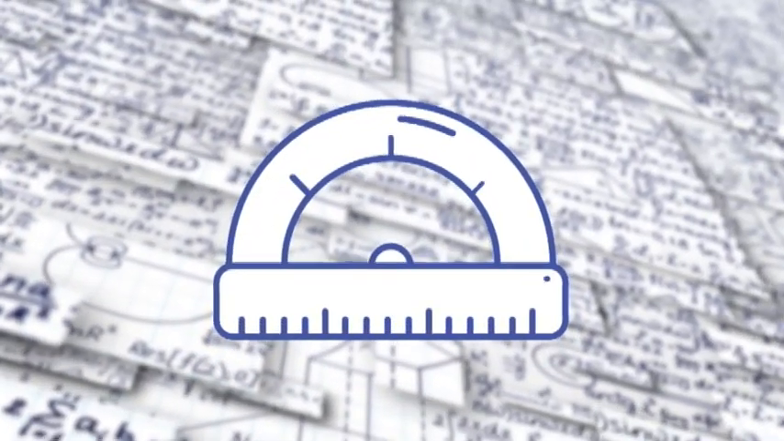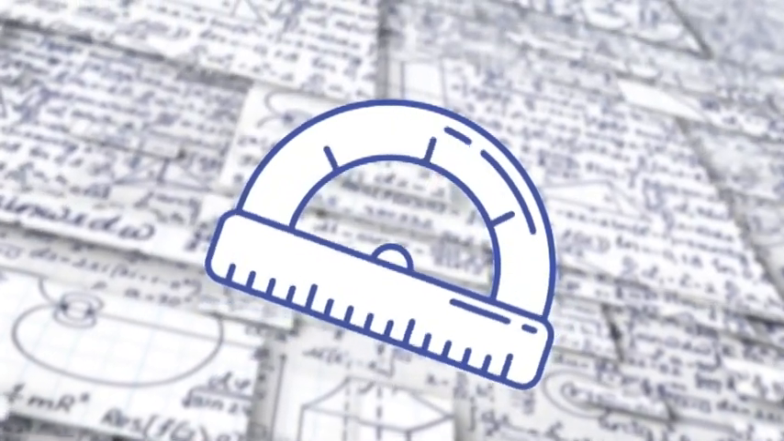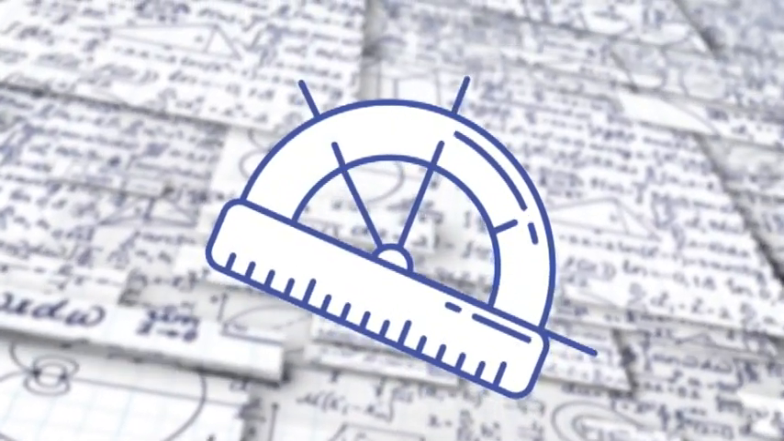This module will tell you what a line is and the different types of lines. It will also tell you what an angle is and how an angle is measured, as well as its different types.